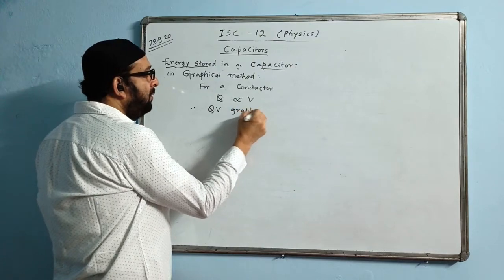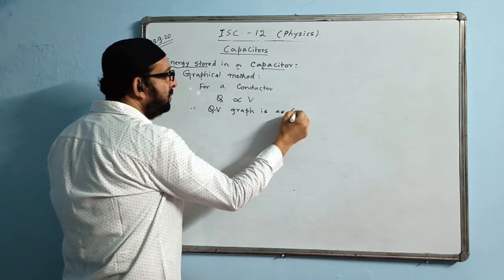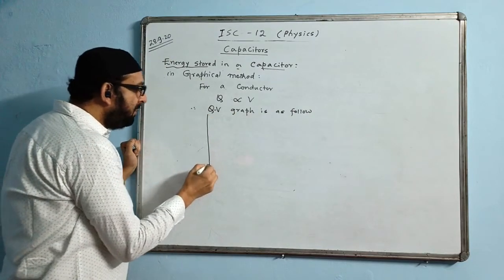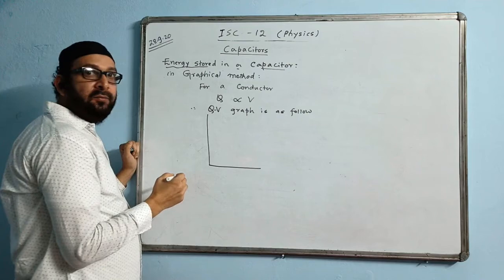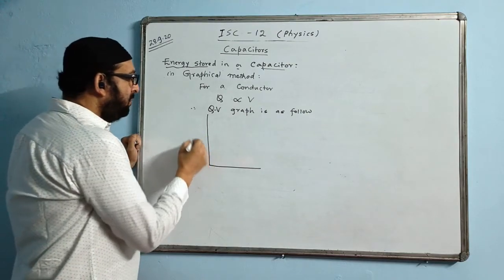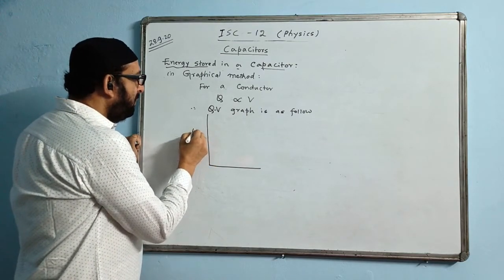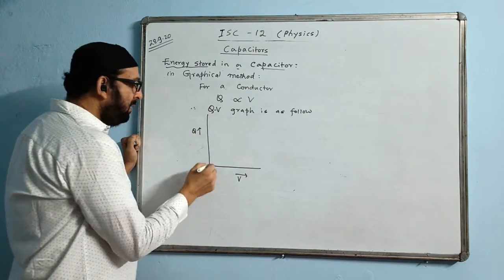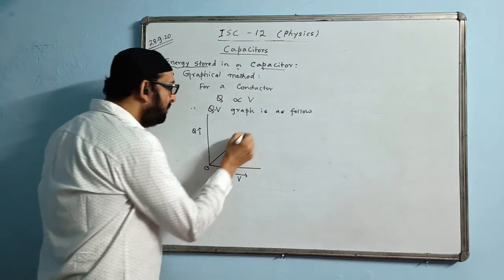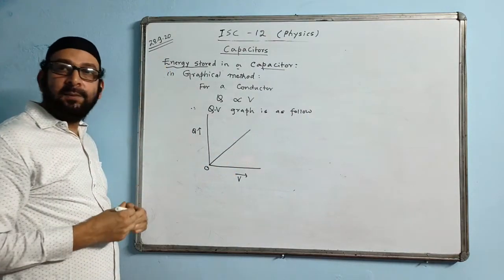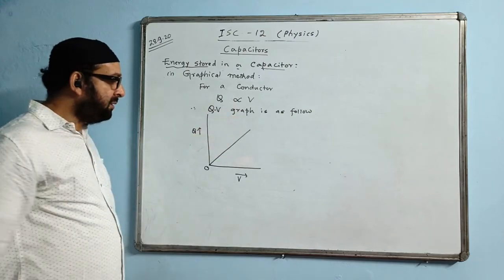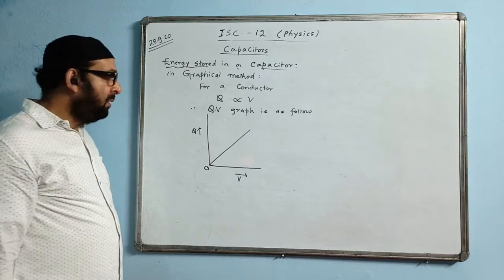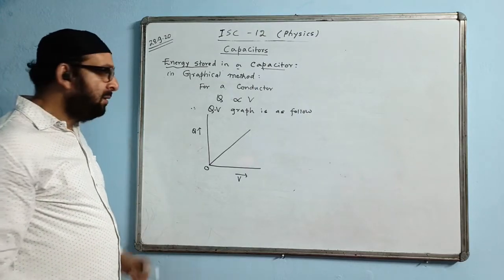is as follows. We will draw the QV graph. The QV graph is a directly proportional graph. One side we will take Q, one side we will take V. So we'll take Q over here and V over here in this axis, and the graph will come like this. A directly proportional graph will come in the form of a straight line starting from 0. When V is 0, charge stored also is 0. So the graph is coming like this.